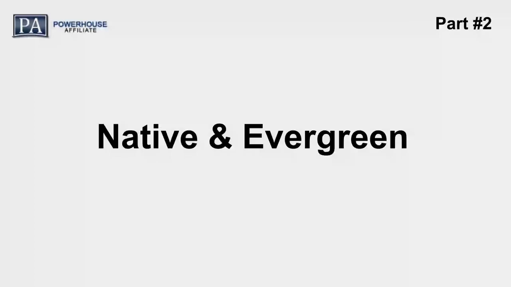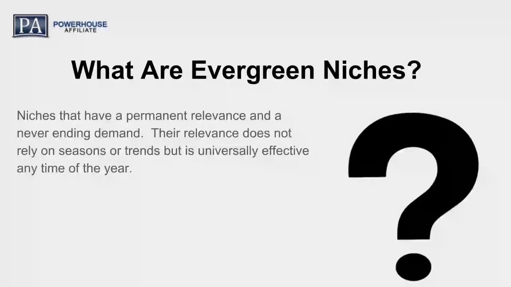So we're going to talk about native and evergreen, and I covered evergreen quite a bit in the last one. I'm going to glaze over it again, but it is very important when you're new and getting into paid traffic. What are evergreen niches? Evergreen niches are niches that have a permanent relevance and a never-ending demand. Their relevance does not rely on seasons or trends, but is universally effective any time of the year. So these are areas that you can advertise in that are going to be there in years to come. They're not going anywhere. They serve a universal demand.